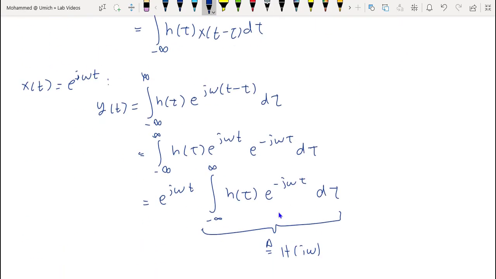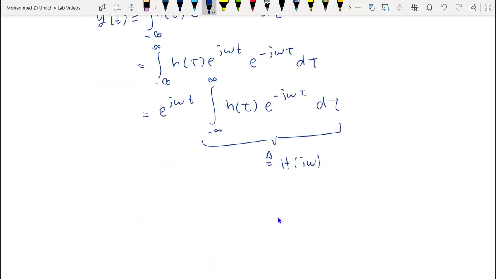Let's evaluate this integral for the RC circuit and see if we get the frequency response of the RC circuit. In order to do that, we first have to find the impulse response of the RC circuit. So let's check the result for the RC circuit.